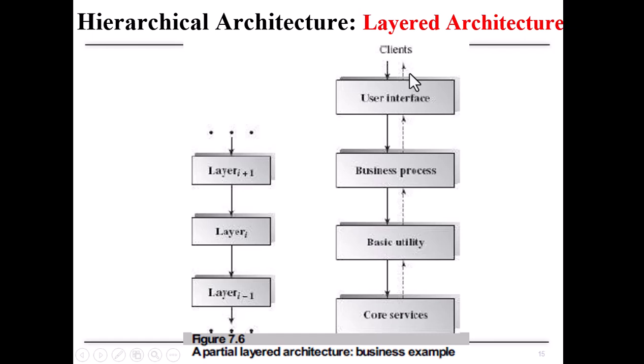This is a generic example. So this is layer i, i minus 1, i minus 2, i minus 3.